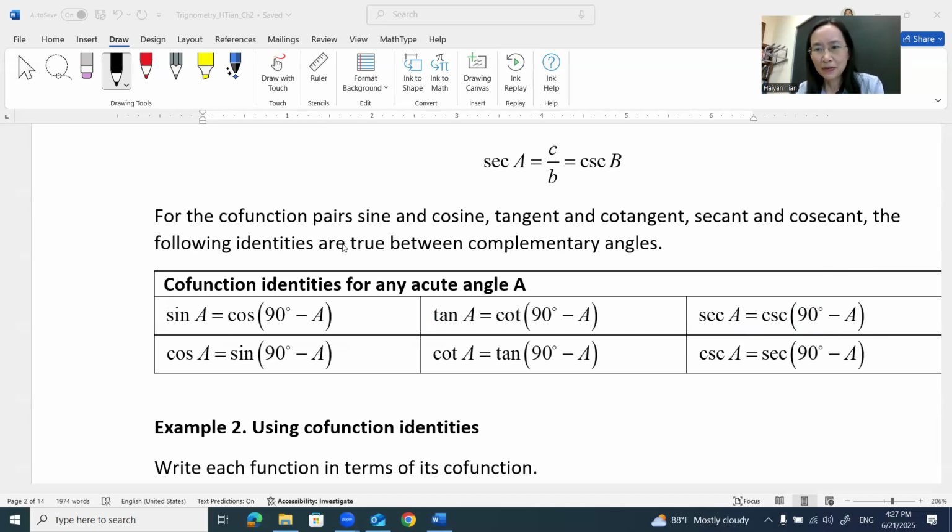So we have 6 of them. You see, for sine, the cofunction is cosine, right? Tangent, cofunction is cotangent. Secant, cofunction is cosecant. Cosine, cofunction is sine. Cotangent, cofunction is tangent. Cosecant, cofunction is secant. So each of the 6 functions at A is the corresponding cofunction of its complement.